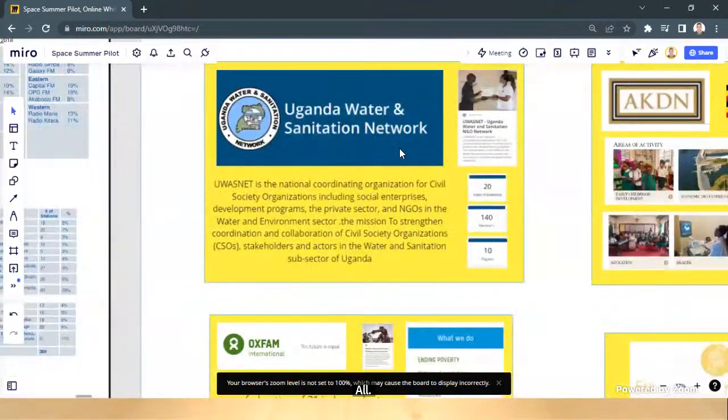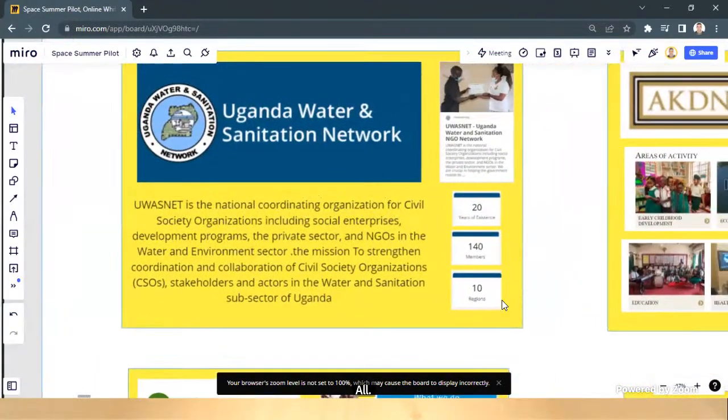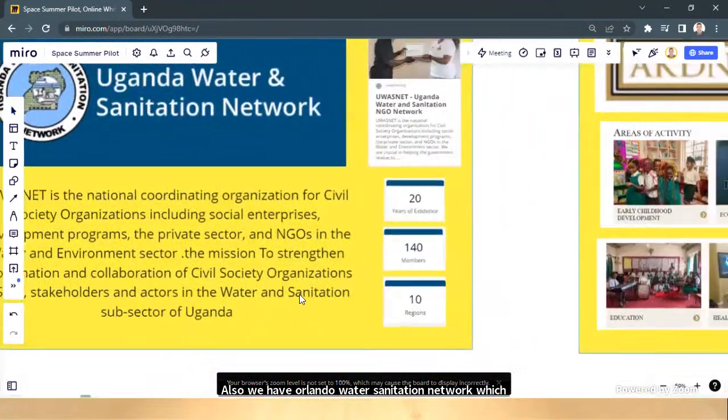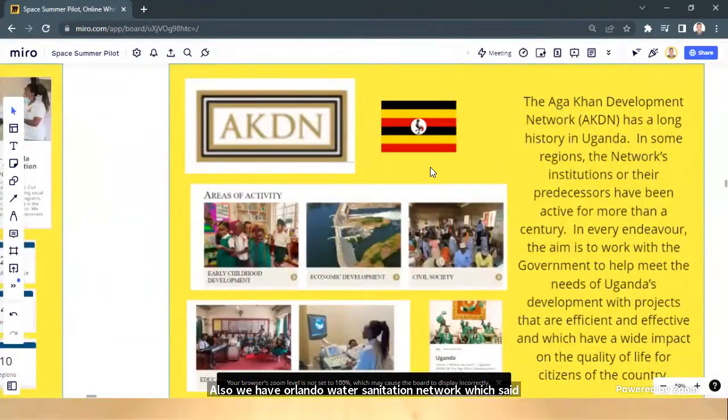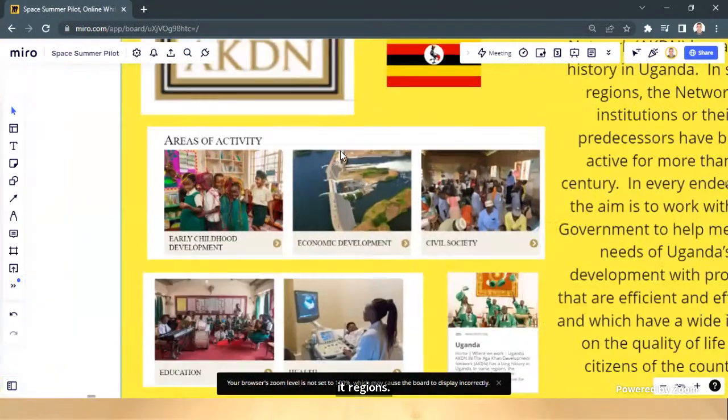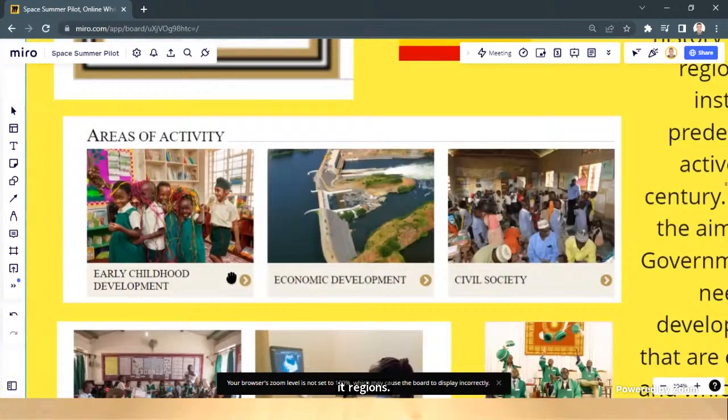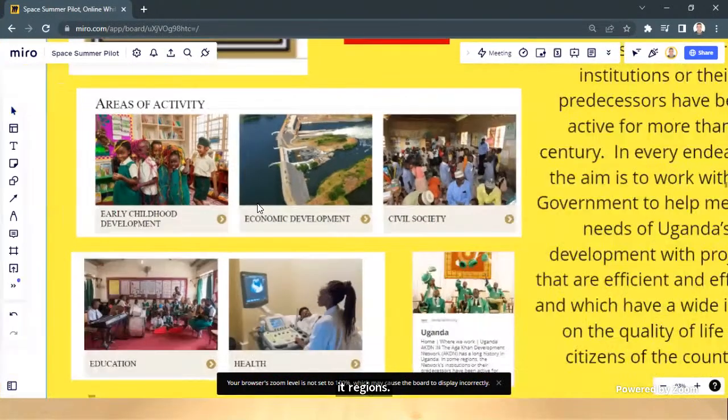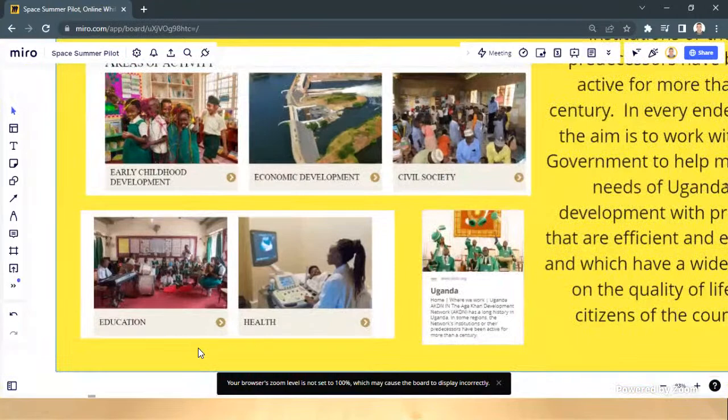Also, we have Uganda Water Sanitation Network, which serves 8 regions. Another charity is Age and Development Network, whose areas of activity are early childhood development, economic development, civil society, education, and health.